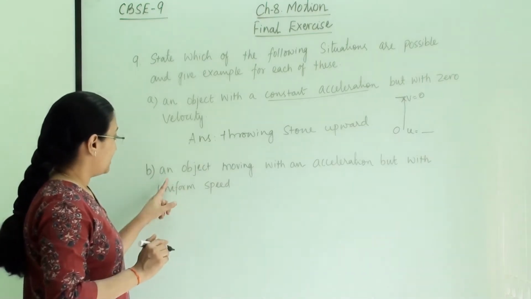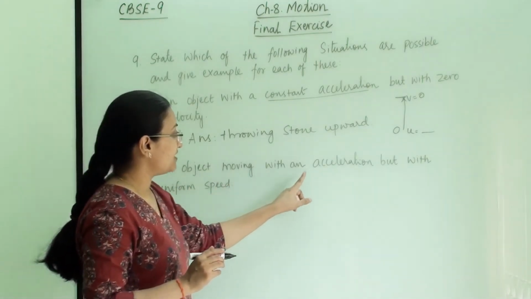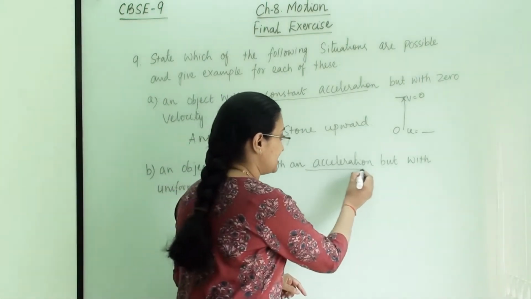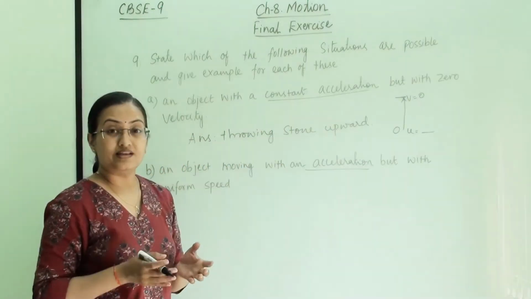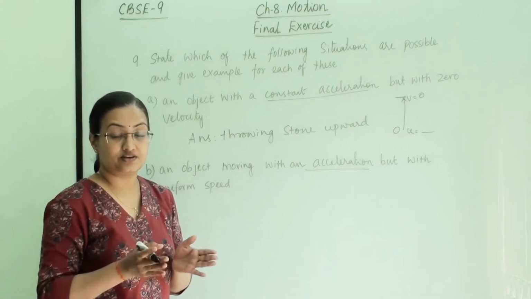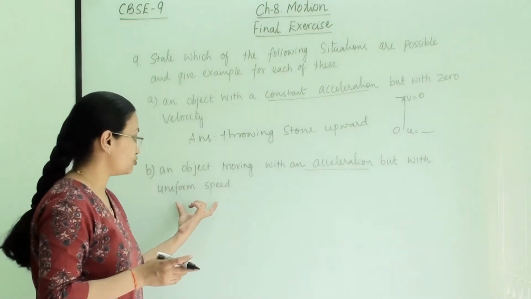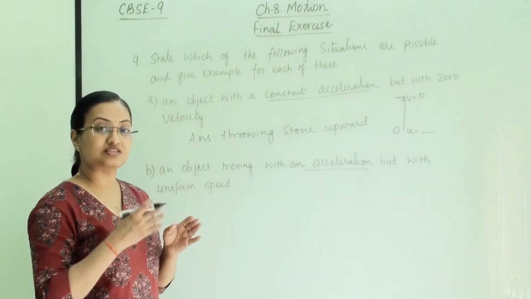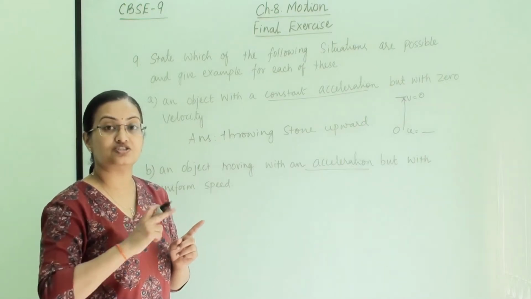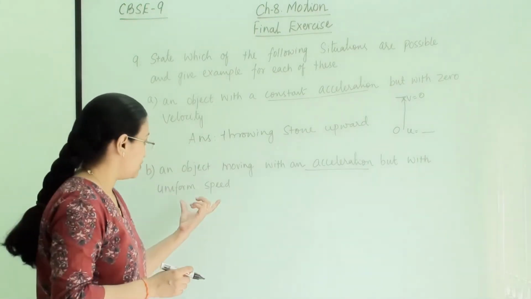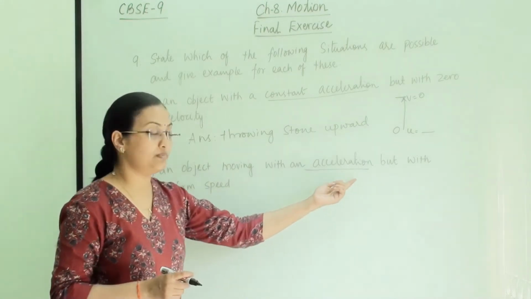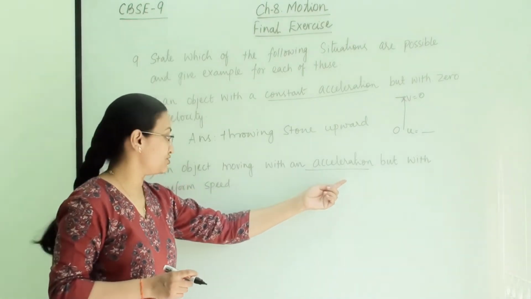Then second, an object moving with an acceleration. It has acceleration but with uniform speed. So any object has acceleration but also a uniform speed. Now what is acceleration? Acceleration is the change of velocity, and it is along with the direction. So it has a uniform speed but it has acceleration also.